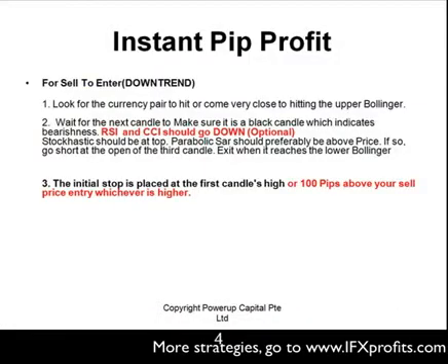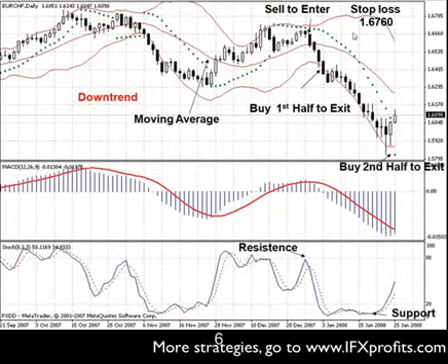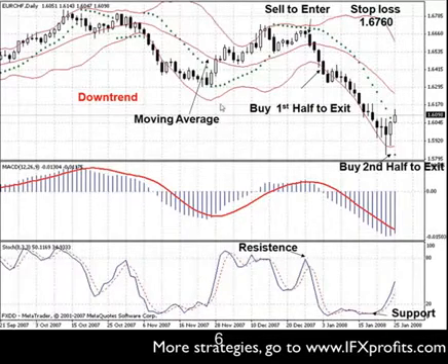Okay, now let's look at the sell to enter for the downtrend. So again, this time you want to make sure the currency pair has hit or come very close to hitting the upper Bollinger. So in this case over here, the candlestick is here on top of the Bollinger. The line above this is the upper Bollinger. The line below over here is the lower Bollinger.